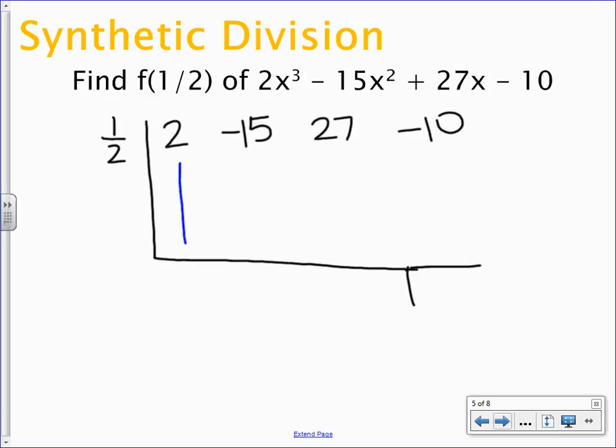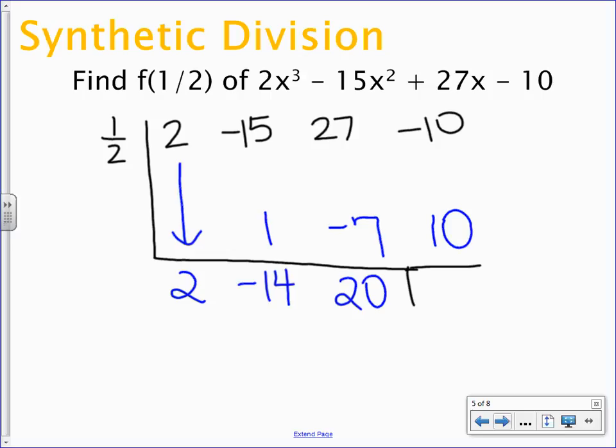All right, let's do this. We bring down 2 times 1/2, add it together to get -14, right? Multiply by 1/2, and here we get -7, add to get 20, multiply 20 by 1/2 to get, and what's our remainder? 0. Our remainder is 0. That's excellent.